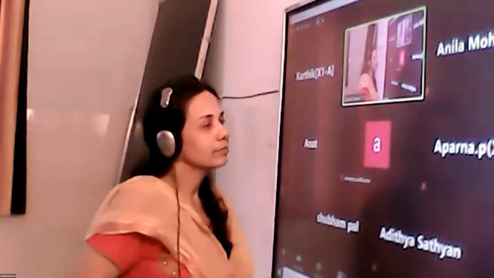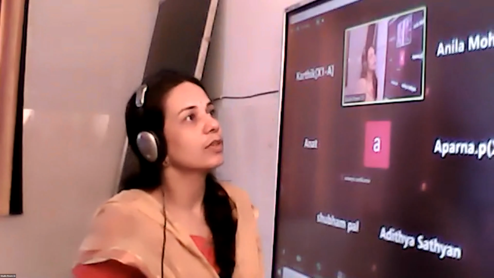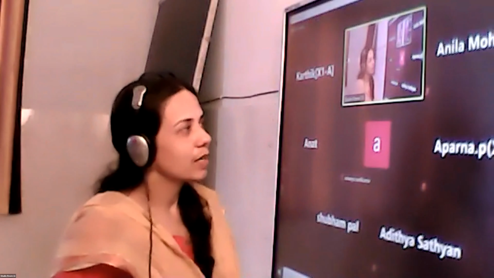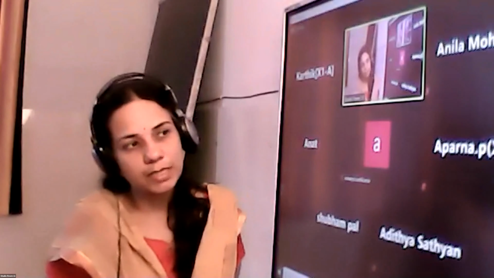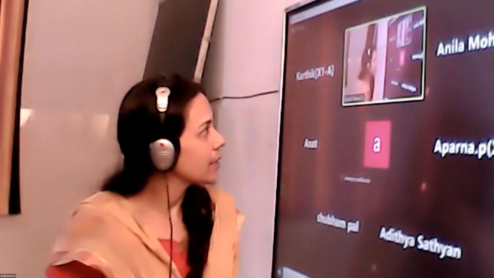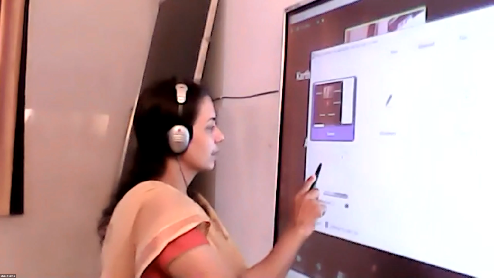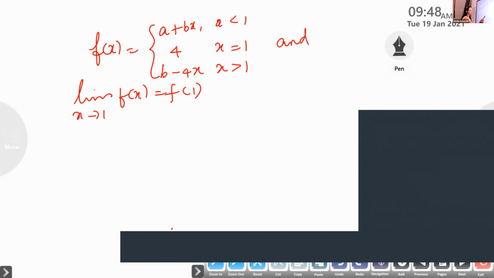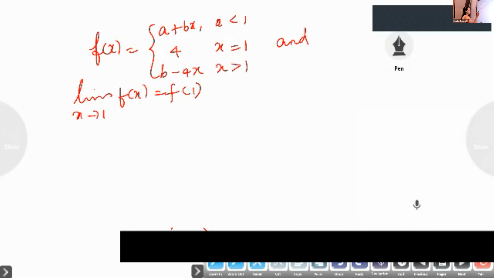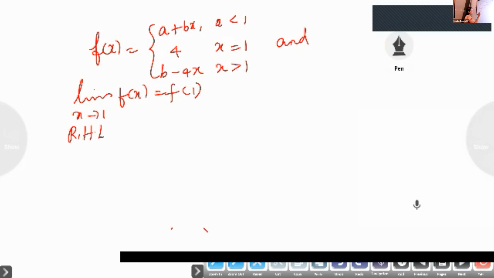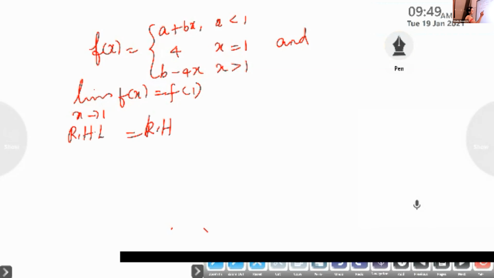How to do this one? The limit is the same as f of 1. What is the value of a and b? The limit is the same as f of 1 means right hand limit is equal to left hand limit is equal to f of 1, isn't it? So give me the values of a and b. It is given this is f of 1. So the right hand limit at x is equal to 1 is the same as the left hand limit at x is equal to 1, which will be the same as f of 1.